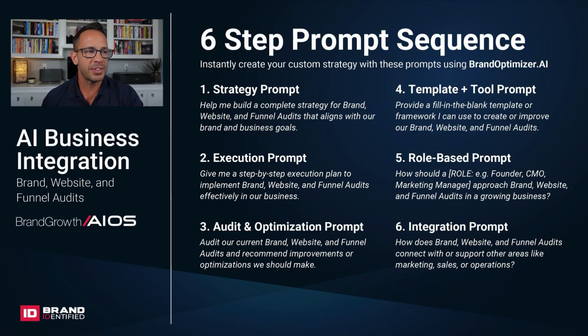Prompt number 2 there, this is your execution prompt, and that is: give me a step-by-step execution plan to implement brand, website, and funnel audits effectively in our business. Prompt number 3 is your audit and your optimization prompt, and that is: audit our current brand, website, and funnel audits and recommend improvements or optimizations that we should make.